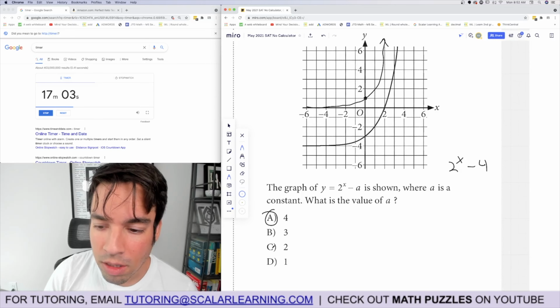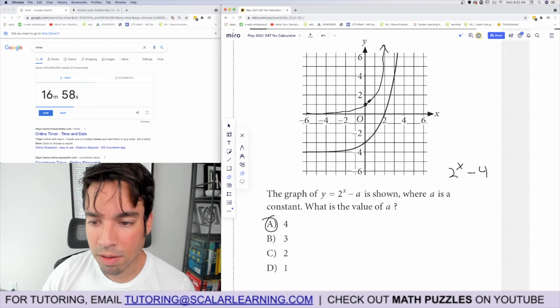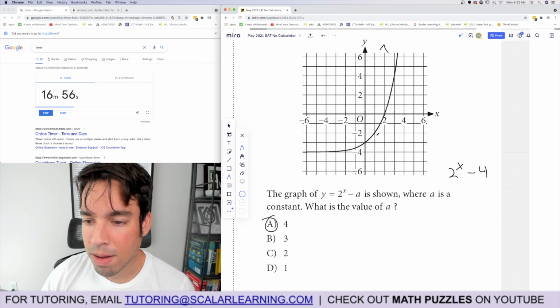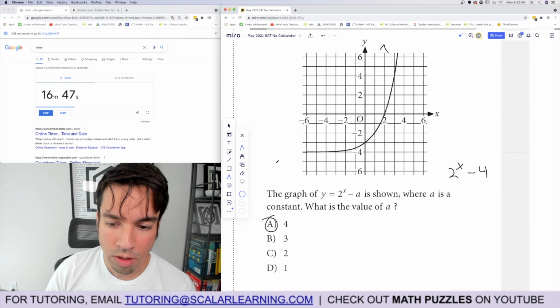Let me just think about it for a second. And then let me plug in another value here. Let me get rid of my graph. Okay. So if I plug in 2, squared is 4, minus 4 is 0. Yes. If I plug in 1, 2 minus 4 is -2. Yeah, it's 4. Okay, good.